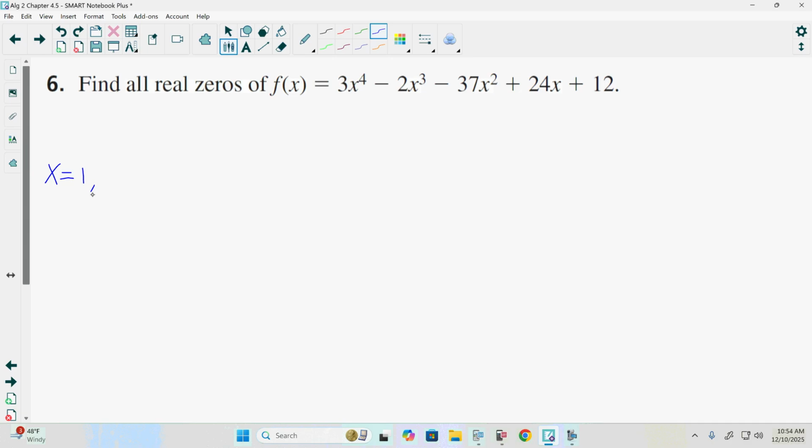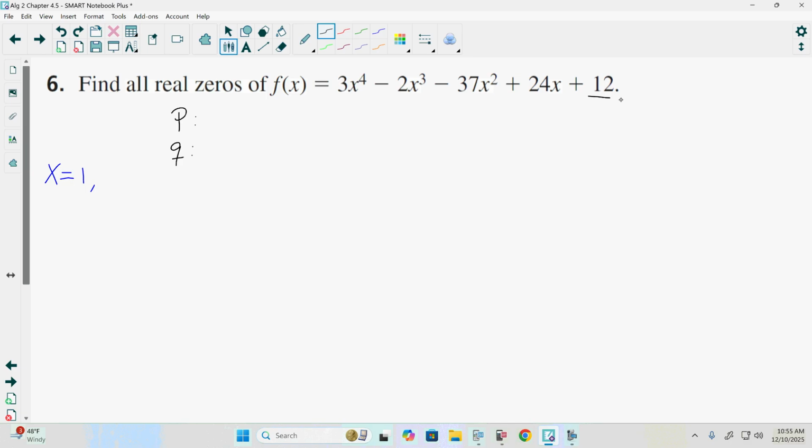And if it doesn't give us 2, the only way for us to get 2 from here is either guess and check or the rational zeros theorem. And the rational zeros theorem states that we have plus or minus p over q, where p is the factors of the constant term and q is the factors of the leading coefficient.